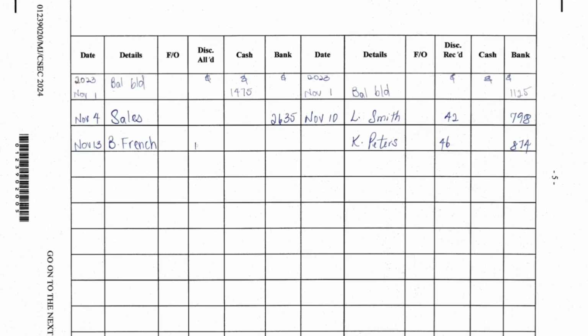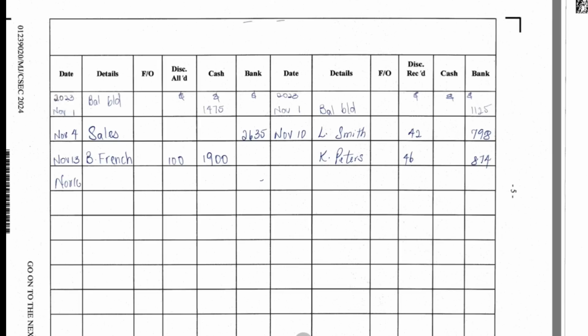Discount allowed is $100, and cash is $1,900. November the 16th, we have a cash sale that was paid into the bank account, and it was for $1,125, and it's a sale.